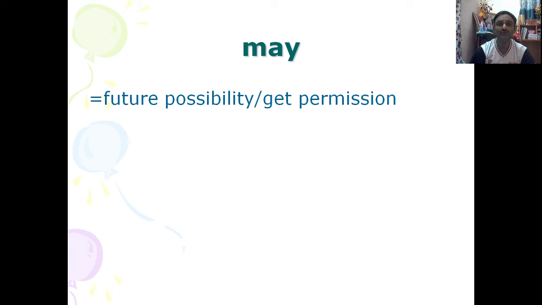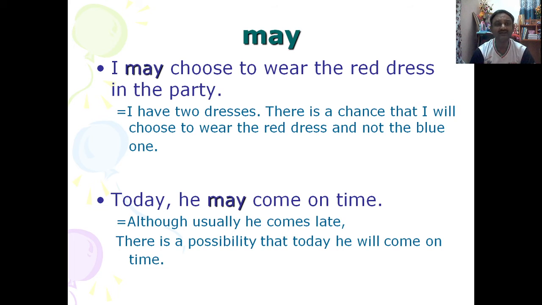Now just move on to the next modal, which is may, which means future possibility or getting permission. You can use it in both patterns. The examples are: I may choose to wear the red dress to the party, which means I have two dresses. There is a chance that I will choose to wear the red dress and not the blue one. Next example, today he may come on time. Although usually he comes late, there is a possibility that today he will come on time.